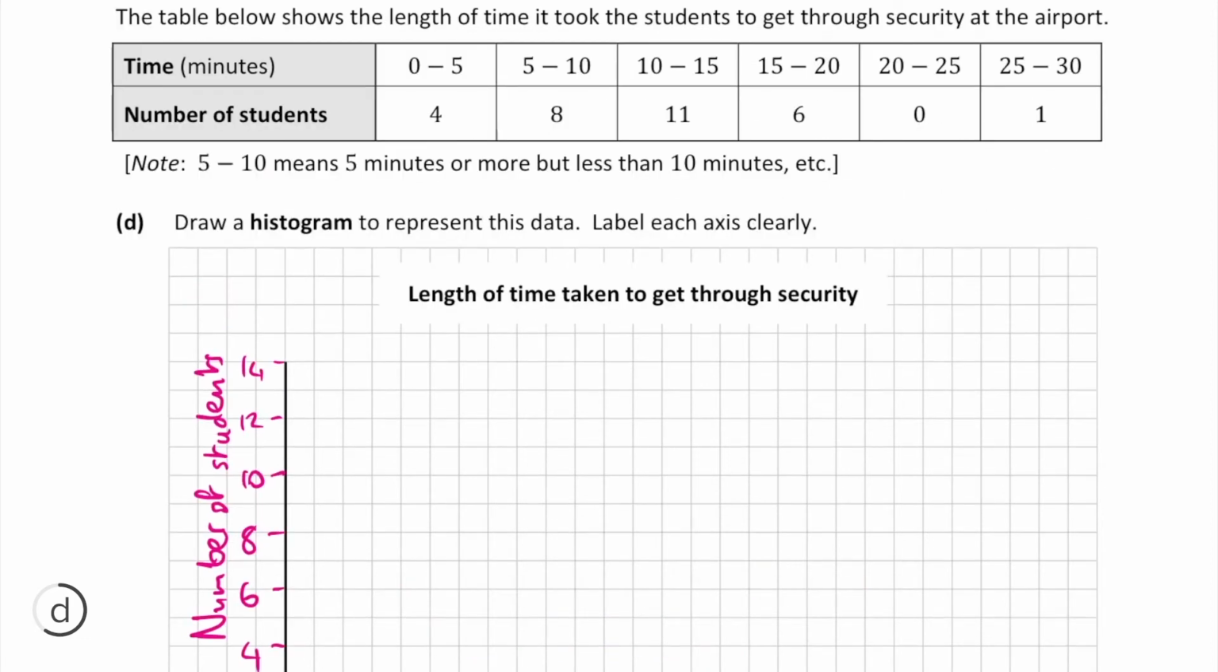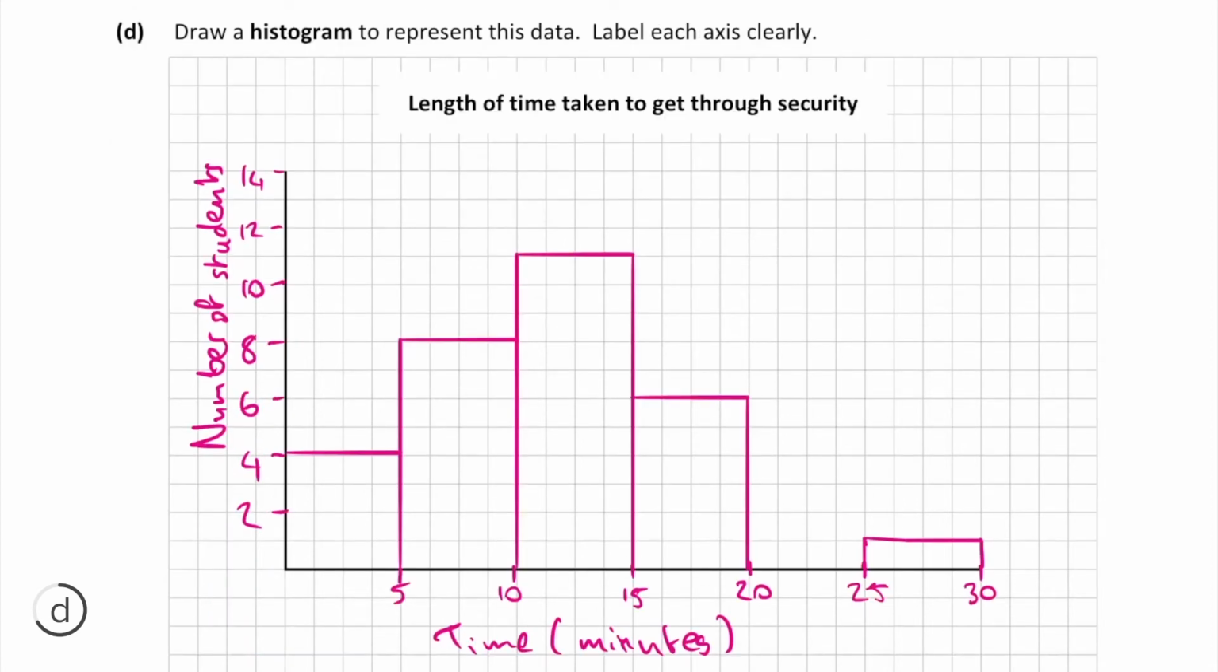Now we can start filling in the data. Once you've added this data to the histogram, it should look like this. Part D itself was worth 10 marks, so it's well worth getting this right.